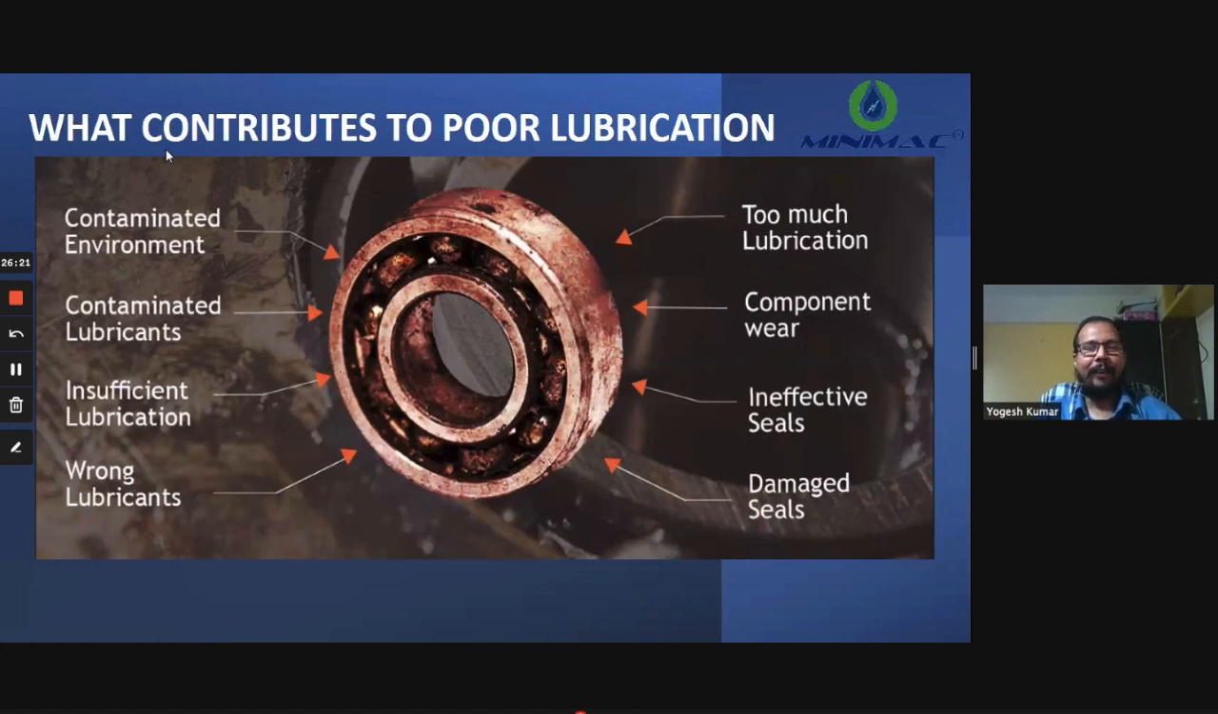Let us see what happens if we don't follow the instructions or the procedure for preventing lube oil from getting contaminated. The picture is in front of you, and you can see the condition of a bearing which got totally rusted and is damaged badly. There are a number of reasons, like the contaminated environment or lubrication practices.